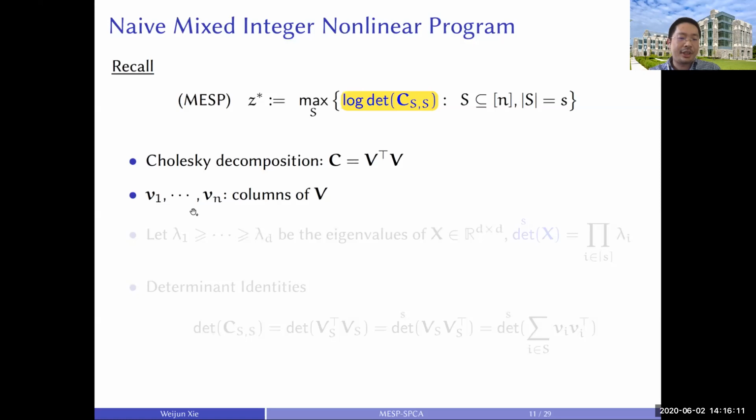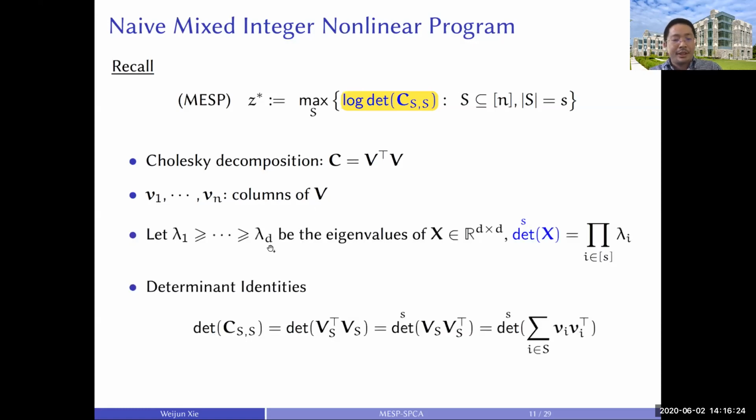Just for notation, we use V to denote the columns of this matrix V. This is called the Cholesky decomposition. Another case is that sometimes the rank of the matrix might be equal to D, and we have S, but the matrix X can be singular. So the determinant of X might be equal to 0.